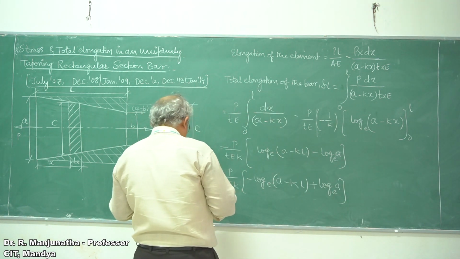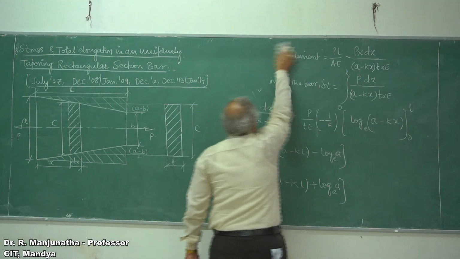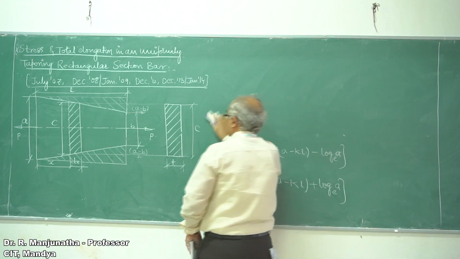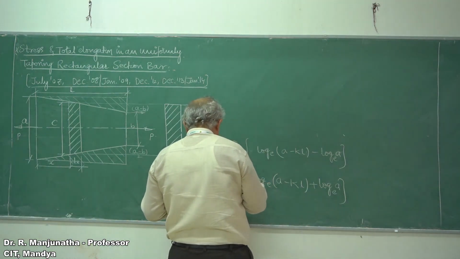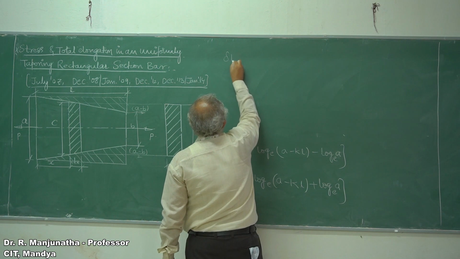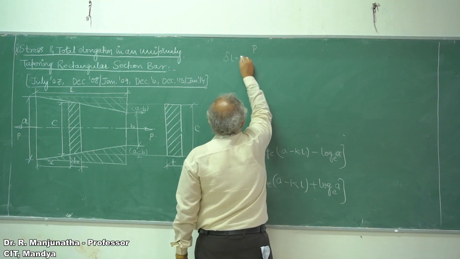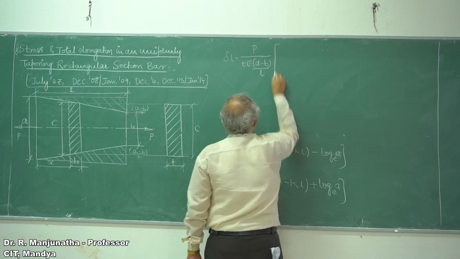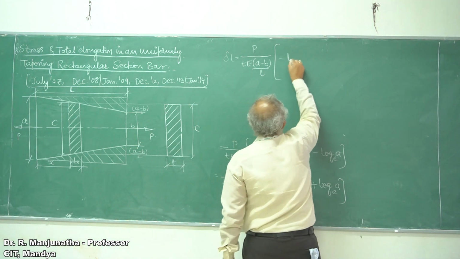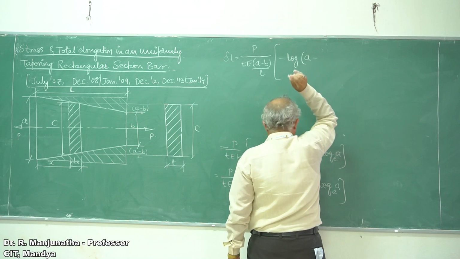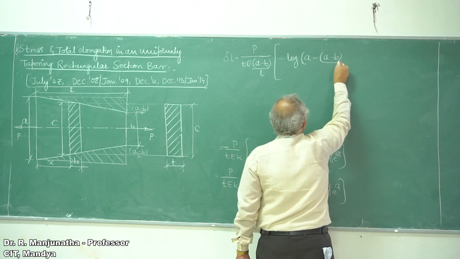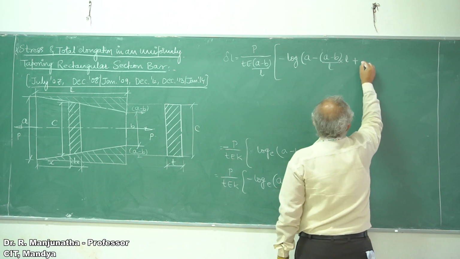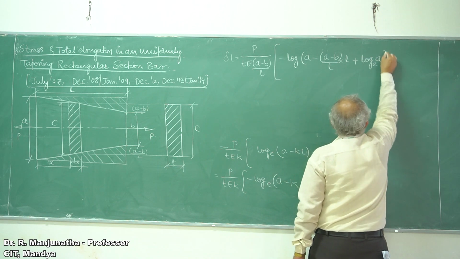Now, what is K? K is nothing but A minus B by L. So now we substitute the value of K. Delta L will be equal to P by T E into (A minus B by L) into minus log of A minus (A minus B by L) into L, plus log A to base e.